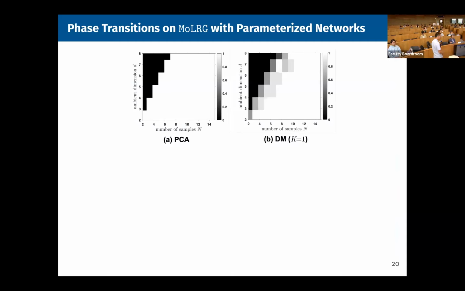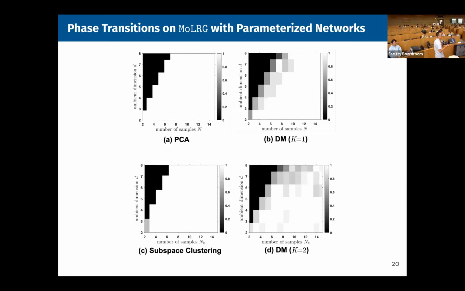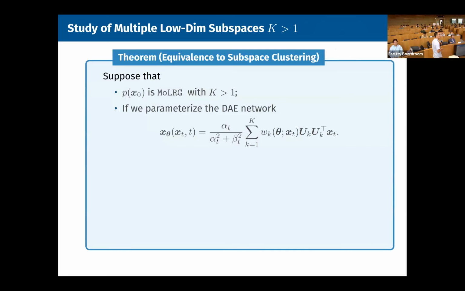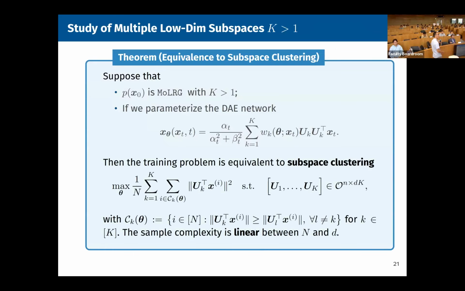So there's a slight difference. We showed the results for K equal to 1. How about when we have multiple subspaces? In practice, the data could be clustered; it's not just a single subspace. What we can show is that with multiple subspaces, the problem is equivalent to the classical subspace clustering problem, and we can also derive a sample complexity that depends linearly on the intrinsic dimension. We parameterize our neural network like a mixture of experts, and the training loss is equivalent to subspace clustering, with a linear dependence on, sorry, it should be N and R. I made a mistake at the end.